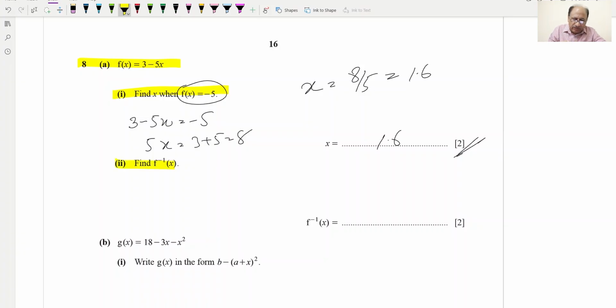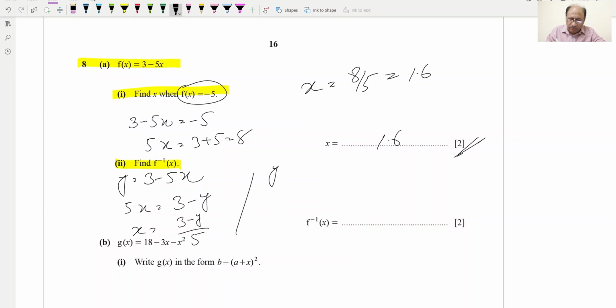Now we have to find f inverse of x. To find f inverse of x, we can write y is equal to 3 minus 5x. Now we have to make x the subject. So 5x will be equal to 3 minus y, and x will be equal to 3 minus y over 5. So now we can swap x and y. So f inverse of x will be equal to 3 minus x over 5. 3 minus x over 5 will be our final answer for this 2-mark question, which is done.